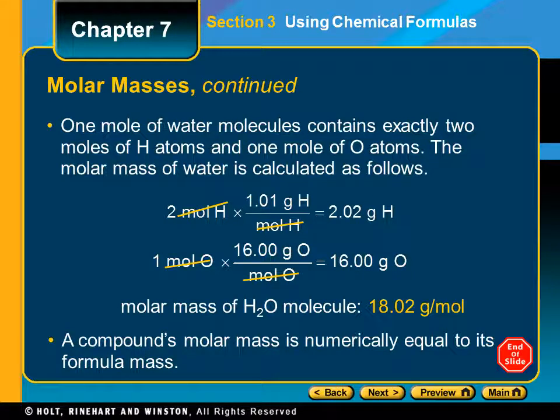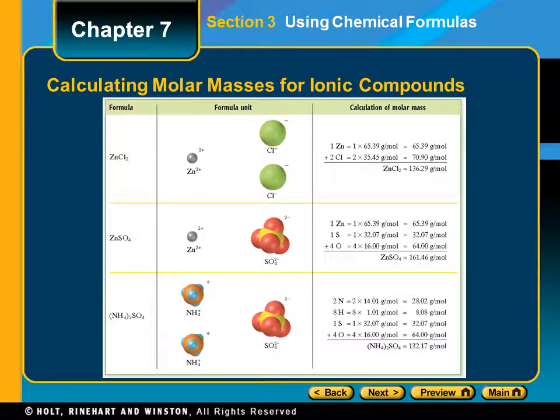A compound's molar mass is numerically equal to its formula mass. If you figure out the formula mass, you know the molar mass. You just have to have the right unit, and it's a derived unit. It's grams per mole. This chart shows some of these, just as another example.